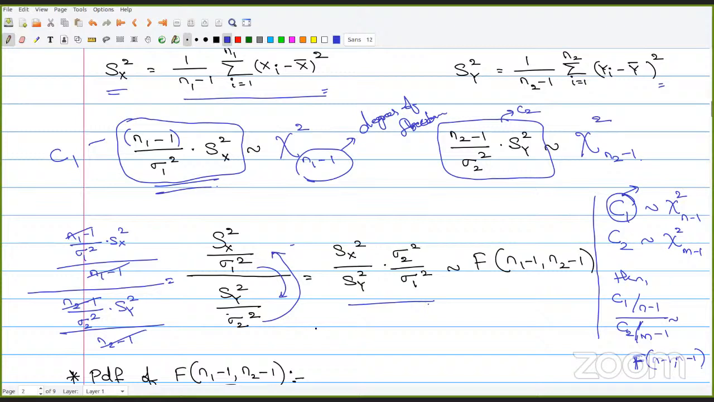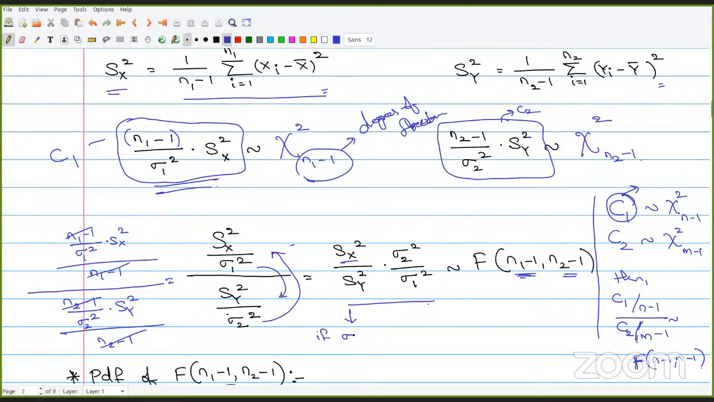Now these two, n1 minus 1 and n2 minus 1, are parameters. They are the degrees of freedom of both random variables, C1 and C2, which are chi-square. These are the parameters for the F distribution. So now there are a few cases.